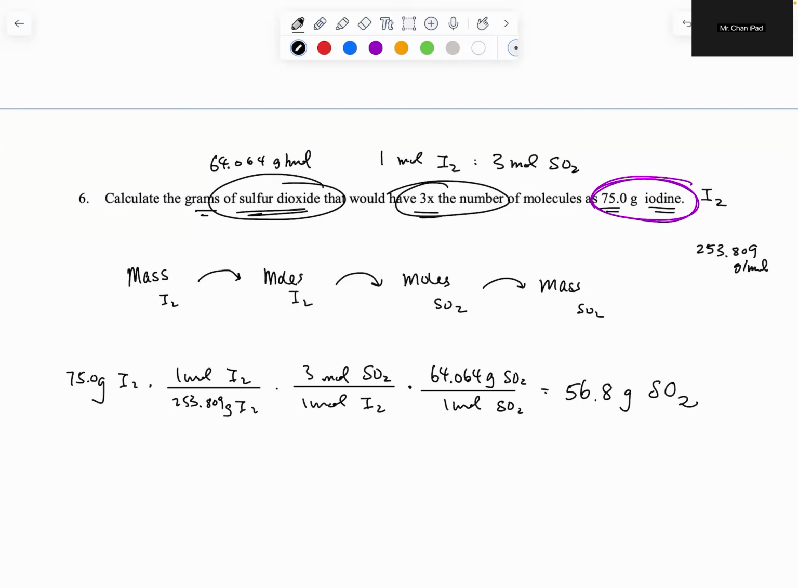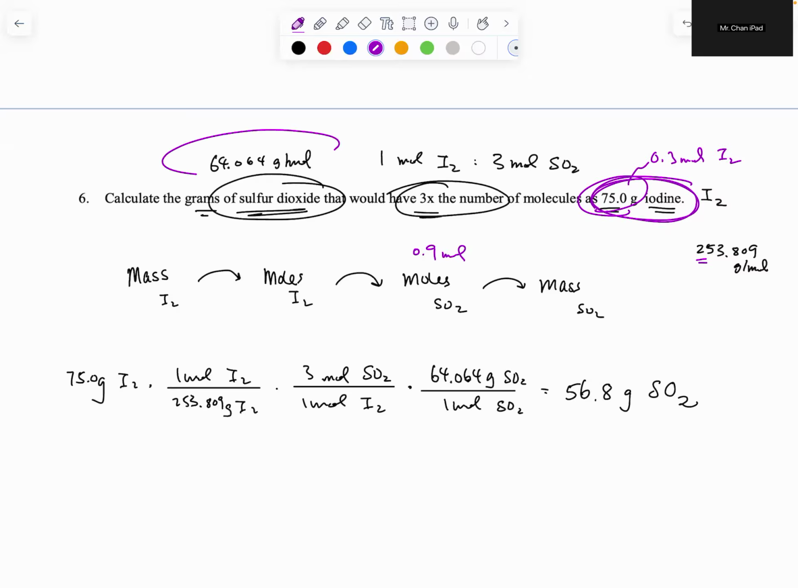Now let's go ahead and do a little bit of approximation. How many moles of I2 is there if we don't use the calculator? Well, this is 253, right? So 0.1 mole is 25. So this is roughly 0.3 moles of iodine. And hey, this is 0.3 moles of iodine, and you have 3 times as much. That means we're going to have around 0.9 moles of SO2.